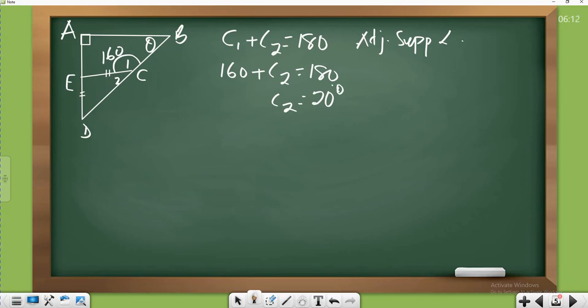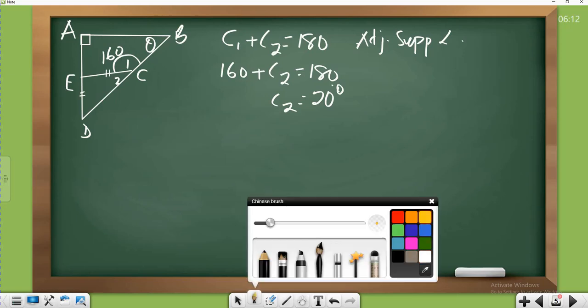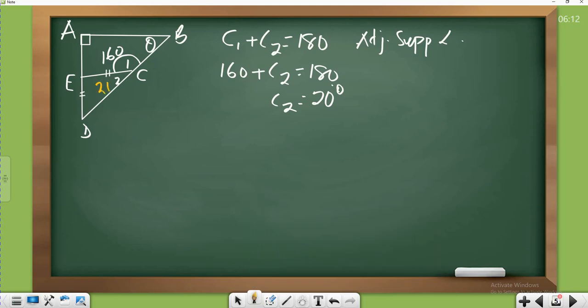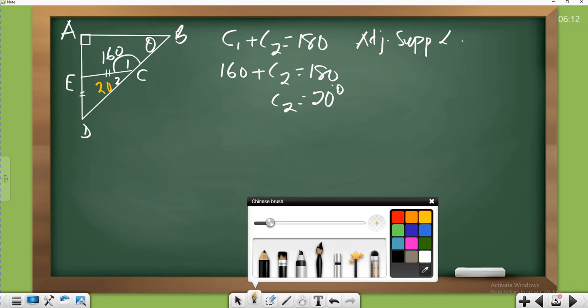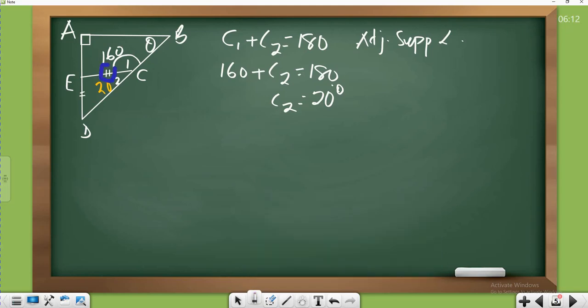Remember, I have this as 20 now. Let's write it there with a different ink, since that's what we're calculating. This angle is now 20. Oh, look at this symbol. I'm seeing a symbol here that could help me. That and that tells me that the two sides are equal. If the two sides are equal, then we can look for angles opposite. This is an isosceles triangle.